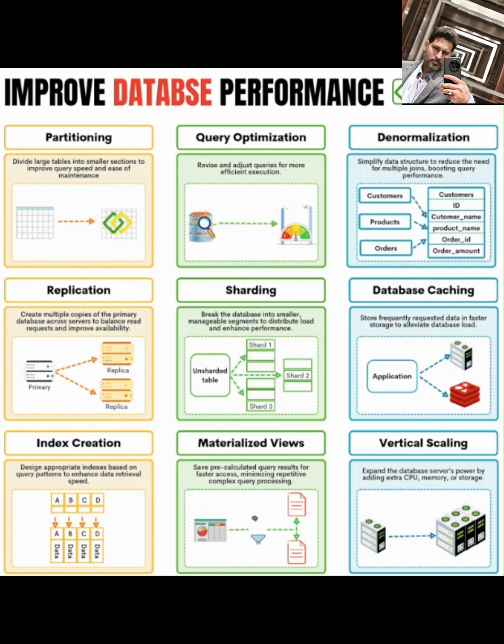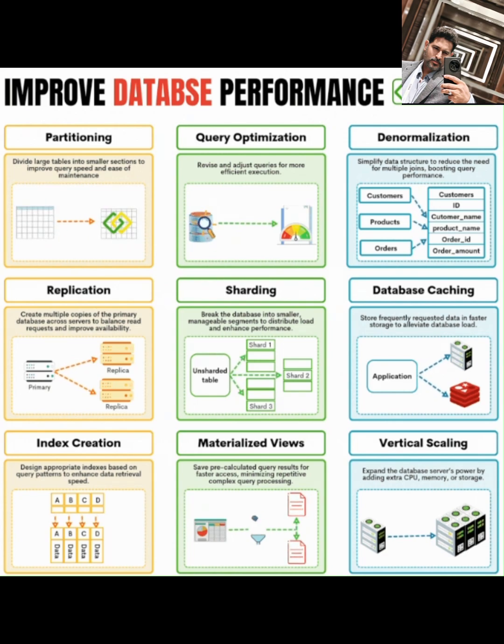Next, we have database caching. Think of it like keeping the books you frequently need on a nearby desk instead of always going back to the shelves. Database caching involves storing frequently accessed data in faster storage, like memory, that's closer to your application. This alleviates the load on the main database, as the application can retrieve the data much quicker from the cache.